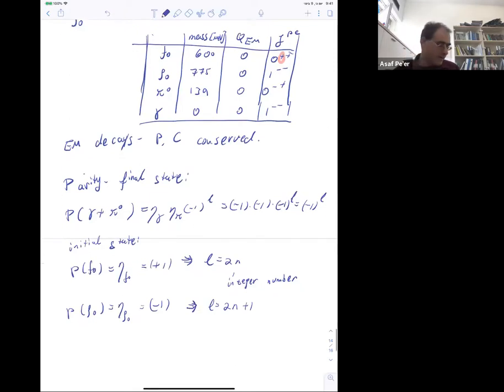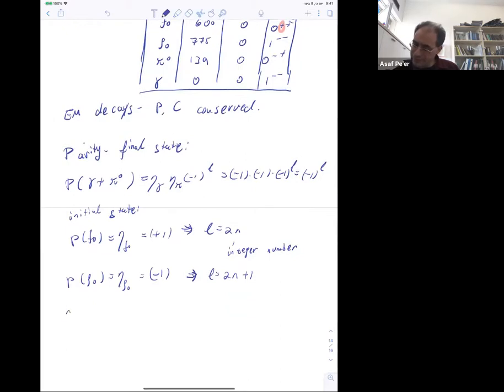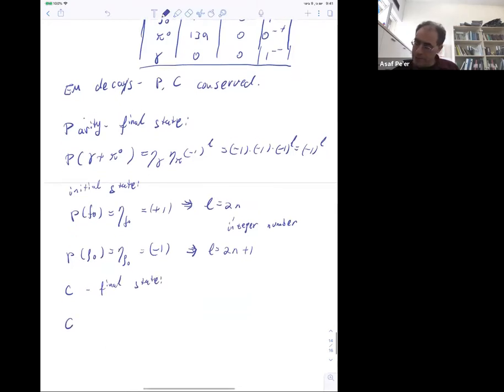Let's look at the C. So what is C of the final state? Charge conjugation, final state. So C of gamma plus pion: C of gamma times C of the pion, which is minus 1 times plus 1. So this is a minus 1.